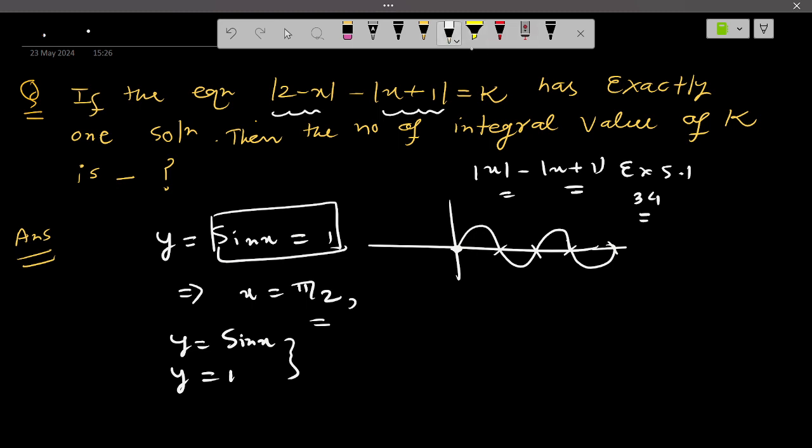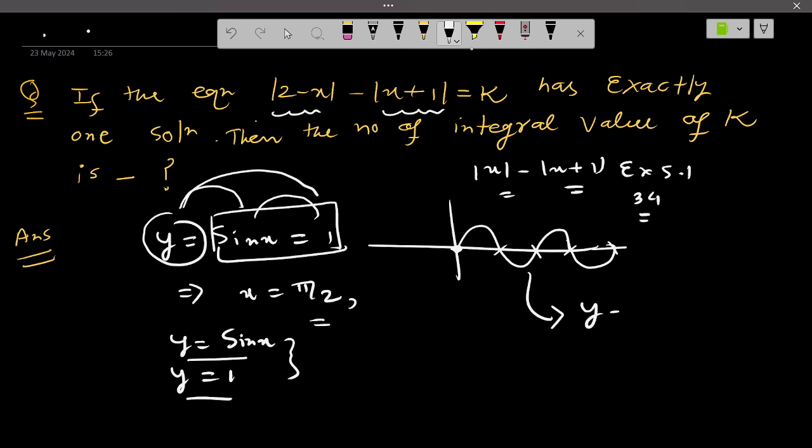Now coming to this discussion. If sin x equals 1 is given, then you have to assume that y equals sin x and y equals 1. From there, y equals sin x and then y equals 1. So right now, how many equations do we have? One equation was given. Right now we have two equations, y equals sin x and y equals 1. y equals sin x is this equation, this graph.